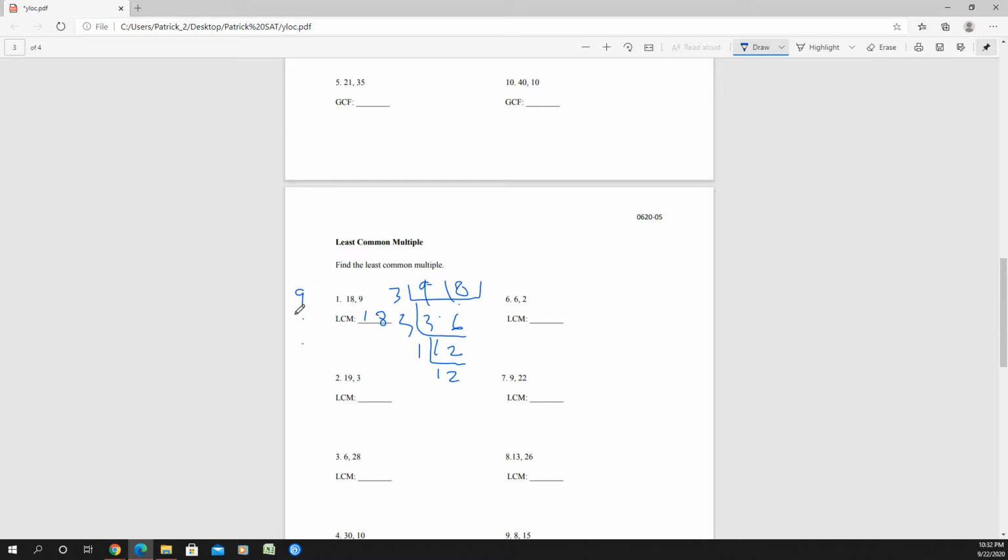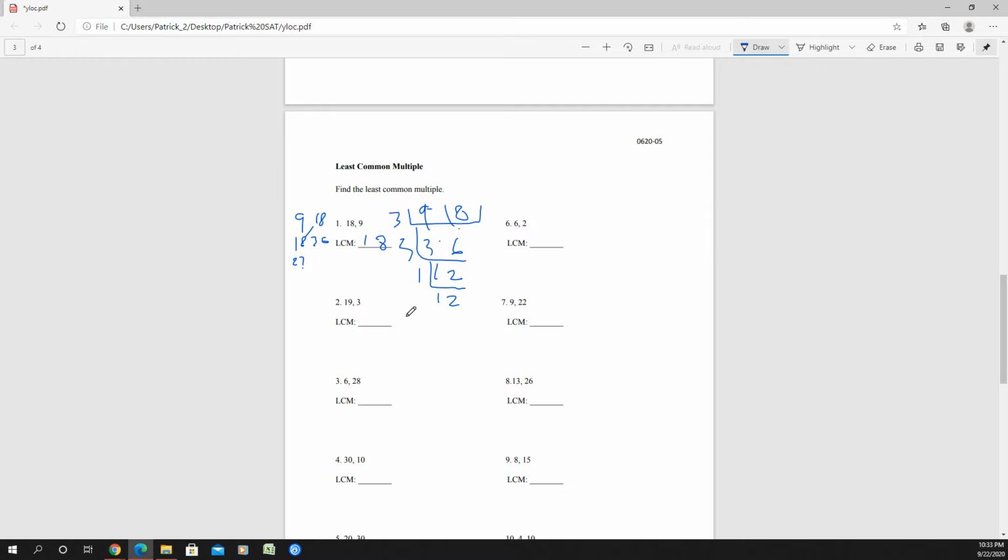9 times 1 is 9, 9 times 2 is 18, 9 times 3 is 27. Now 18 times 1 is 18, 18 times 2 is 36. Okay. Now the smallest number that they have in common would be 18. Obviously 9 times 4 is 36, so that would also be common, but we're trying to find the smallest common multiple, which in this case would be 18.